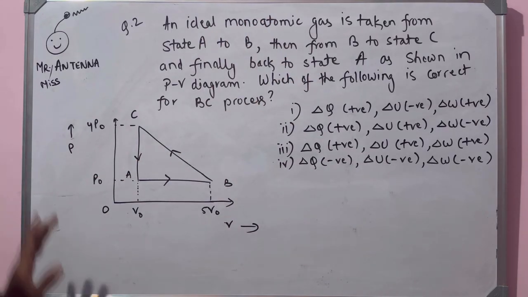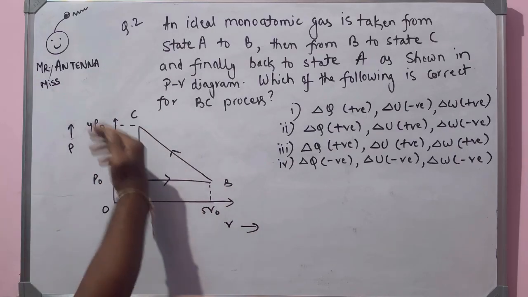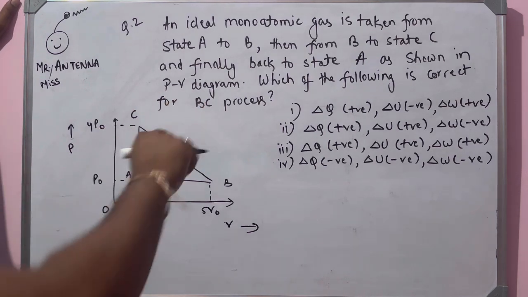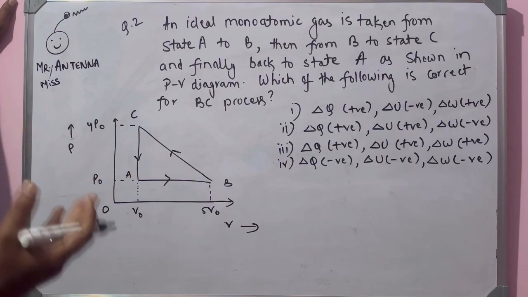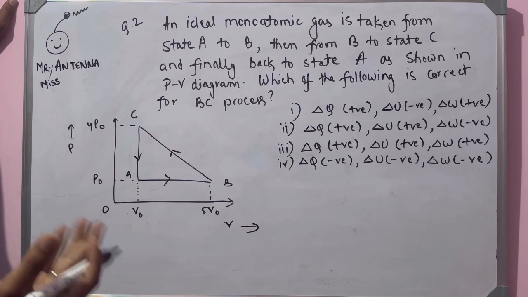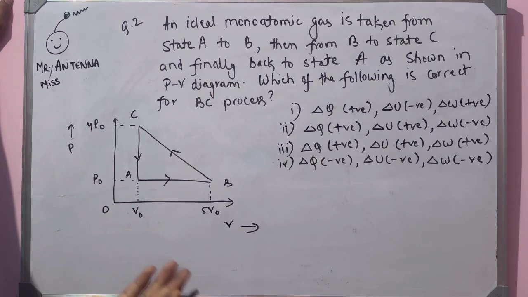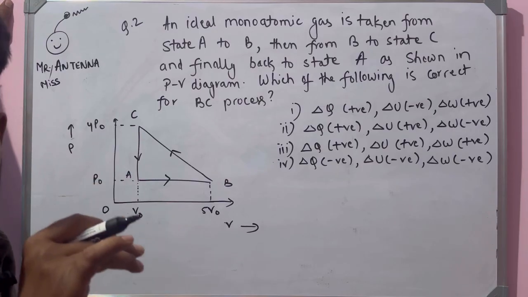In the question they have given, first we are taking from A to B, then B to C, then back from C to A, and these are the corresponding pressure and volume values given. They're asking what will be the correct option. So we have to think about what is heat, whether it's positive or negative, change in energy, positive or negative, or work done, positive or negative. So let's work with the option which is easiest to find first.